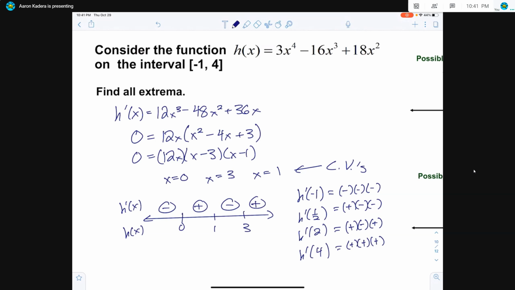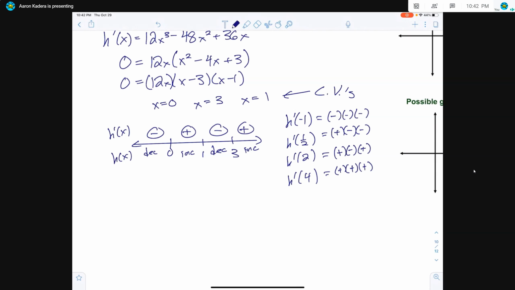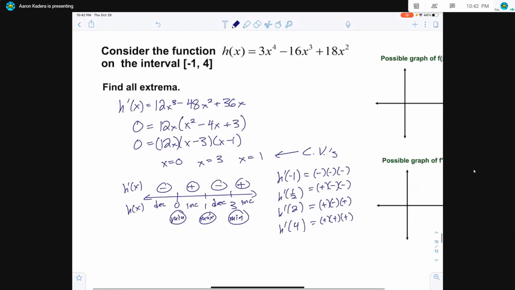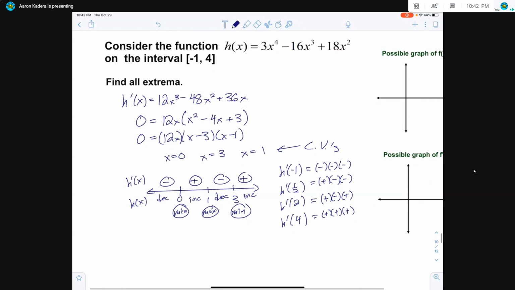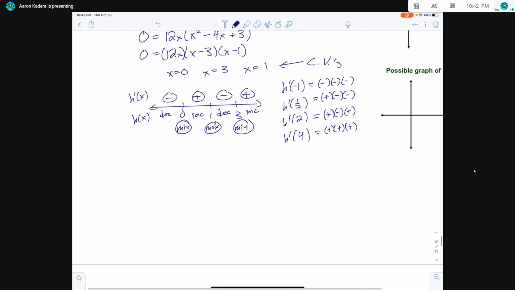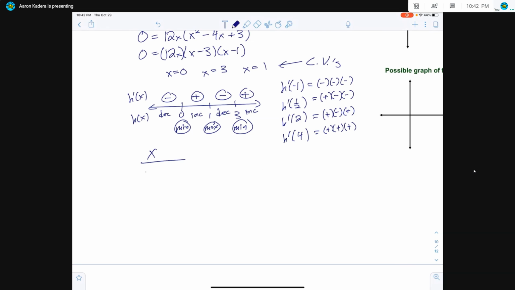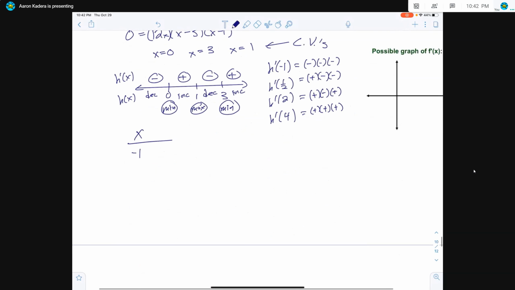So we have decreasing up until 0, increasing between 0 and 1, decreasing between 1 and 3, and increasing thereafter. Okay, so it looks like we have a min, we have a max, and we have another min right there. Okay, so we do want to check this along with, if we're asked for absolute extrema, then we want to check this against the endpoints as well. So I will include those x values of -1 and 4. So -1, 0, 1, 3, 4.